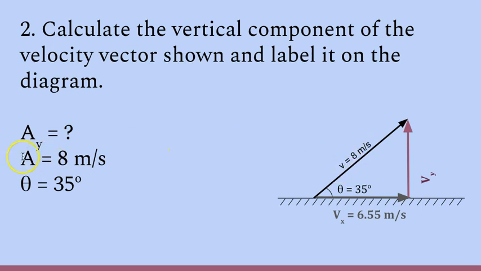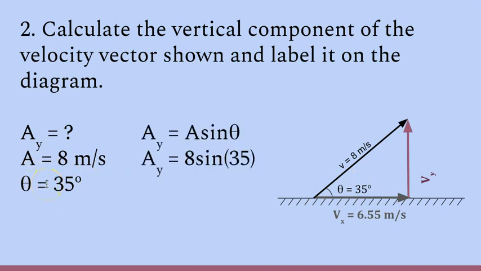It's still 8 meters per second, so I don't change this. And theta is still the same. The angle is still 35 degrees, so I don't change this either. I just use a new formula. Instead of Ax equals A cosine theta, I'm using Ay equals A sine theta.